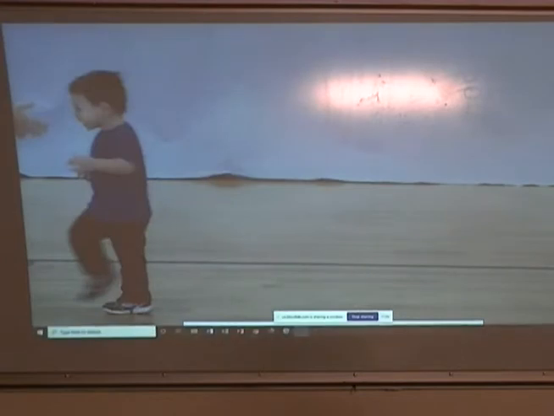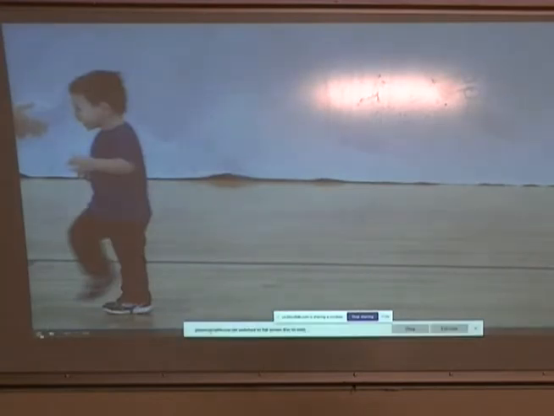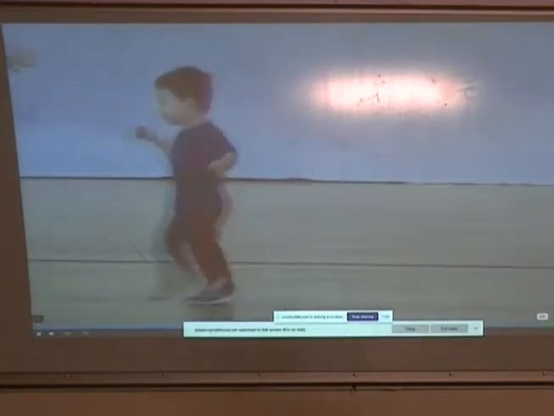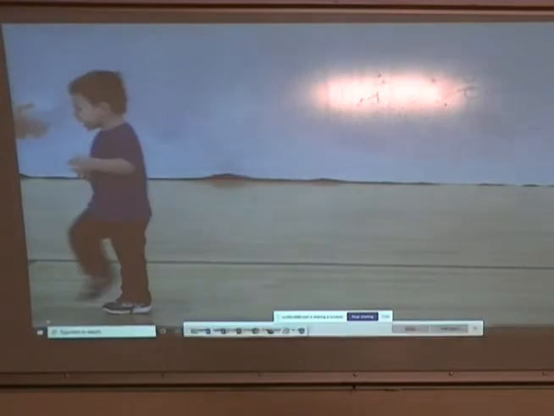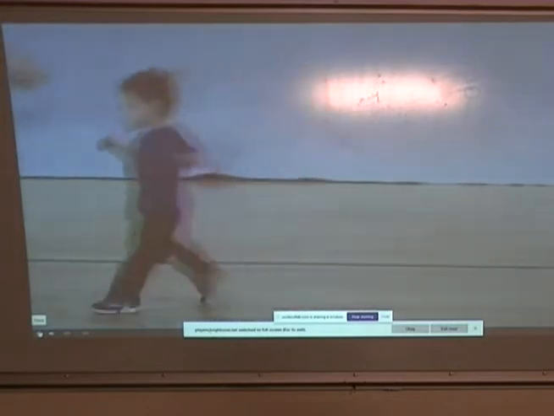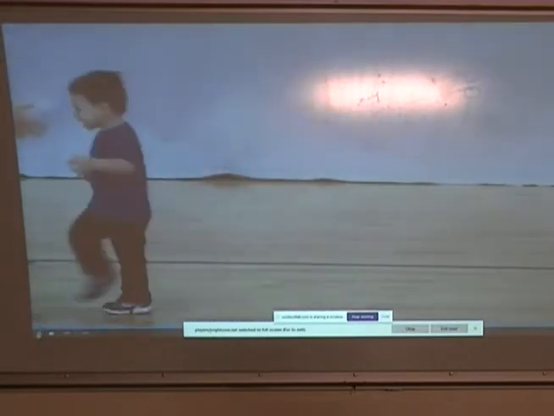So I think this is an interesting one. Do you think this child is running? No, it looks more like a fast walk. Yeah, I agree. Absolutely.